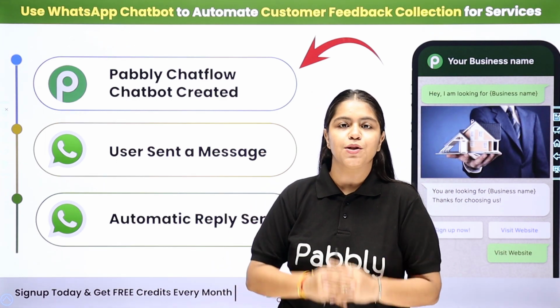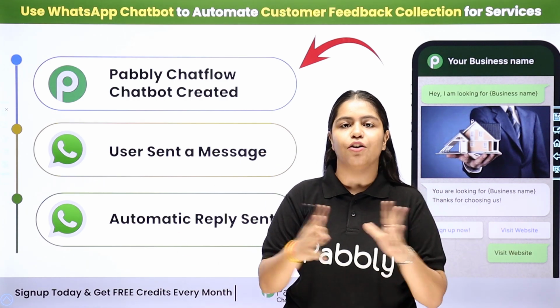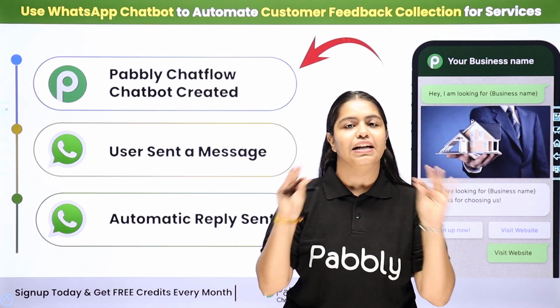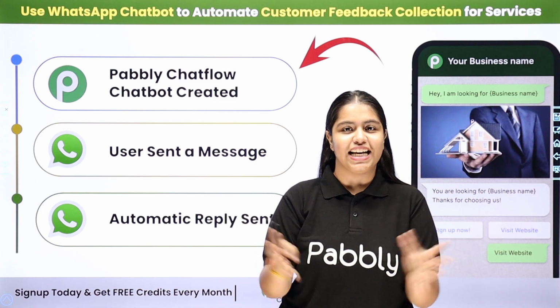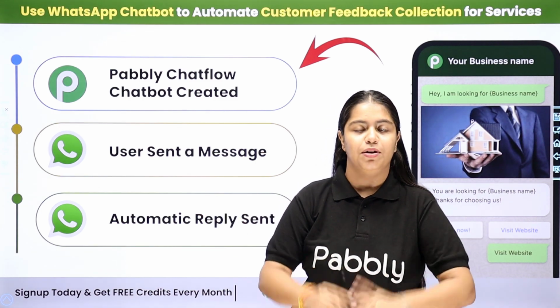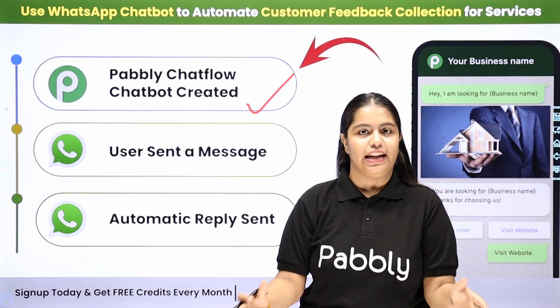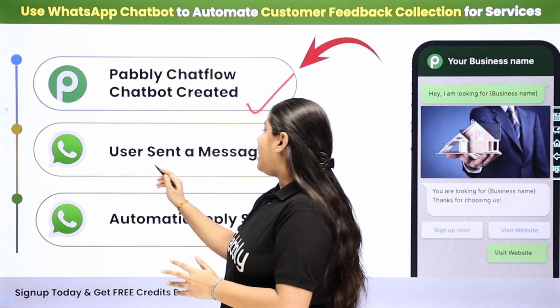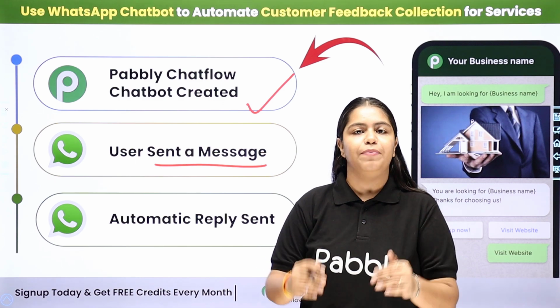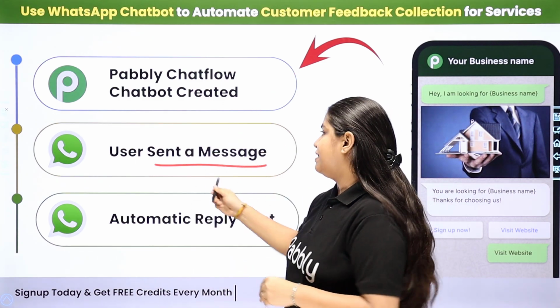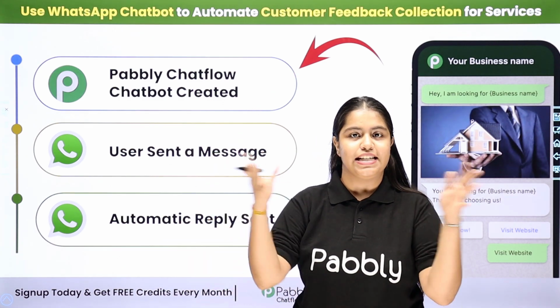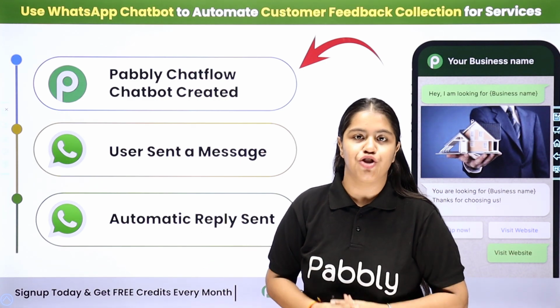So like you, I also used to manually collect the feedback of all of my customers, but this is such a time consuming and a tedious task. So to solve this problem, I've simply created a Pabbly Chatflow WhatsApp chatbot, and now whenever my customer sends me any message, an automatic reply is sent to my customer. We can automatically collect the customer feedback using this WhatsApp chatbot.